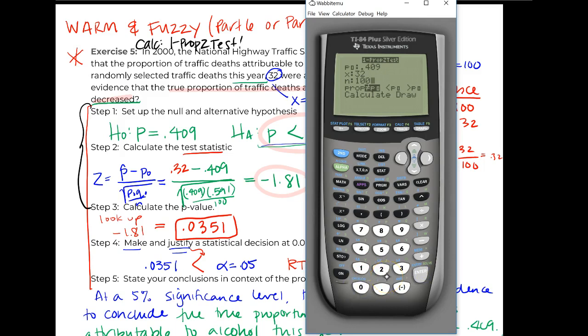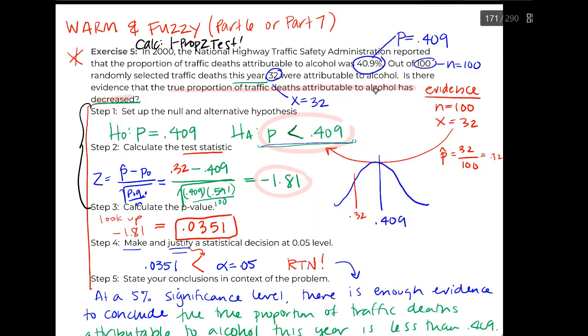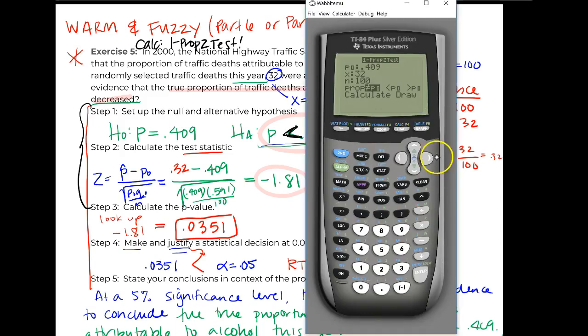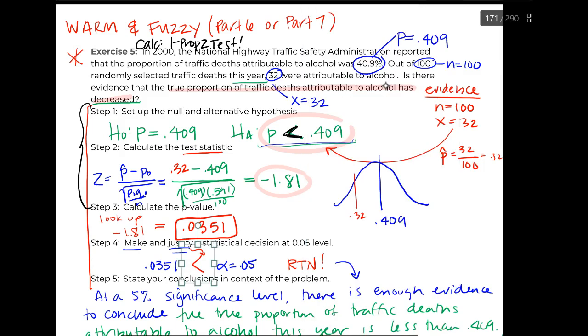Here's where students overthink it a lot. This is P and this is the value. So you do want to have it look exactly like it looks here. So in this case, we have a less than symbol. You want to have a less than symbol here. Students always overthink it. And then you press calculate. You can see it reinforces your alternative, gives you the z-score of negative 1.81 and the p-value of 0.0351. So if you have the big calculator, you can just copy step 2 and 3 down out of it. Just write that you did 1 prop z test.